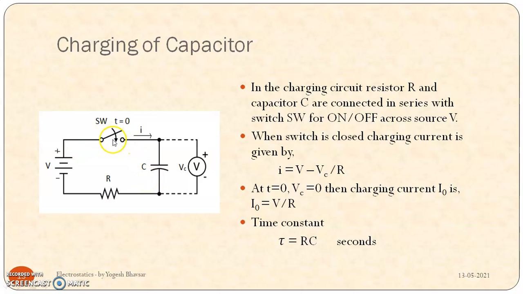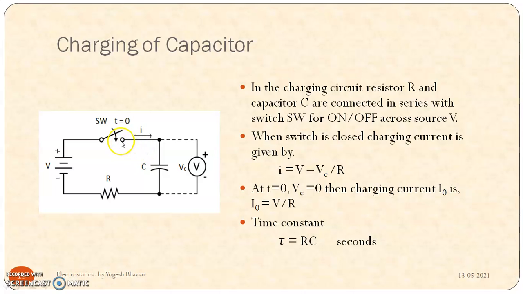And as soon as we close the switch, the current starts flowing through it. There is a voltmeter connected across the capacitor, which measures the voltage across capacitor C, and the small i is the current flowing through the capacitor. So this is the basic circuit where the capacitor is connected across the source. So we'll understand the charging of the capacitor.